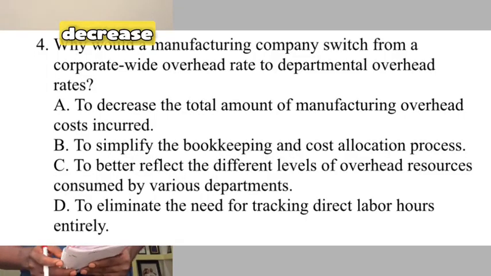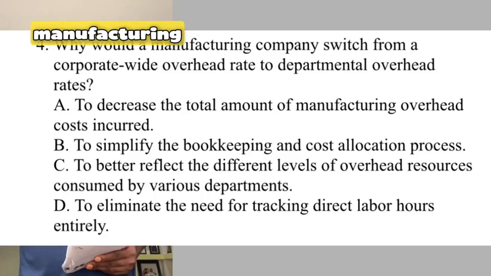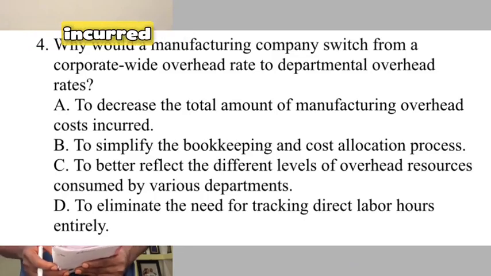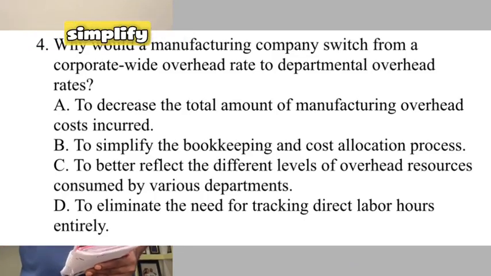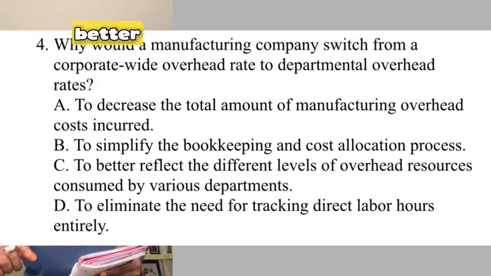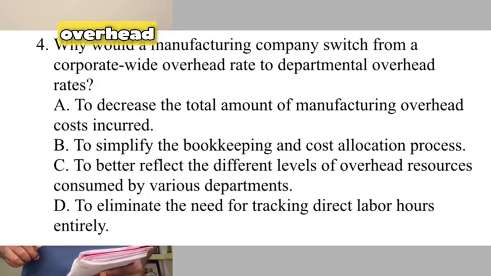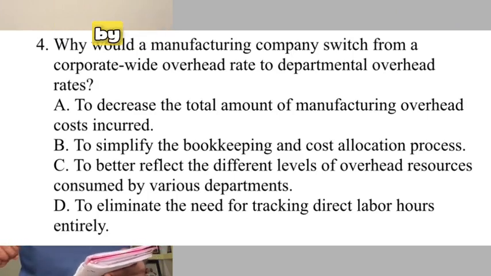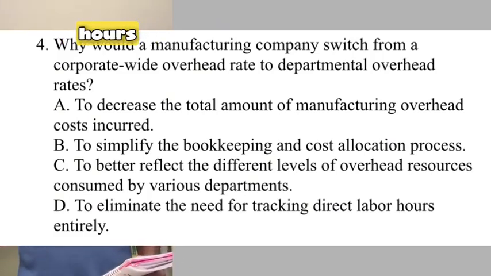A, to decrease the total amount of manufacturing overhead costs incurred. B, to simplify the bookkeeping and cost allocation process. C, to better reflect the different levels of overhead resources consumed by various departments. And D, to eliminate the need for tracking direct labor hours entirely. So what's the correct answer?